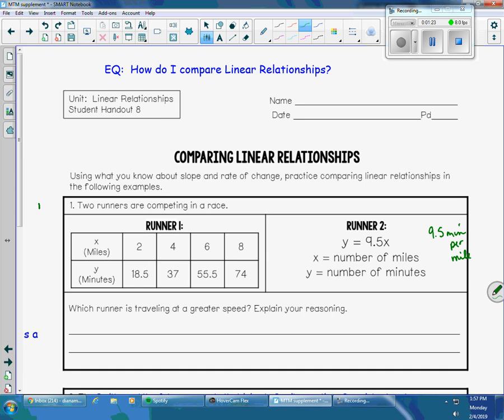So I can use my Larkin L, or those of you that like using the slope formula, you could use the slope formula too. So I'm going to use the first point, 2 and 18.5, and then 4 and 37. And I'm going to subtract down. I'm going to grab my calculator and plug in 18.5 minus 37. Please do it together with me.